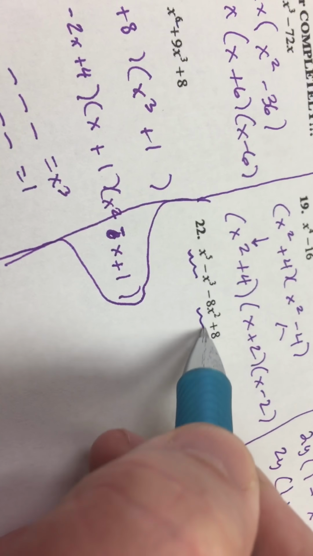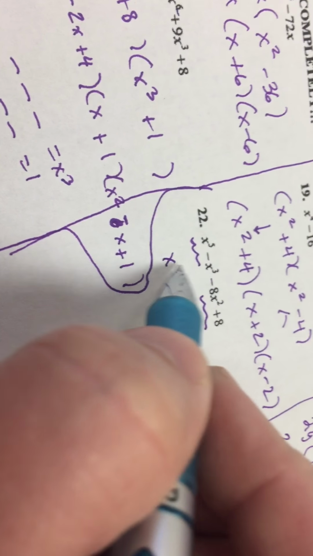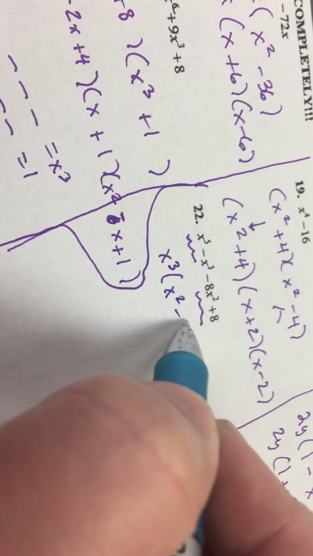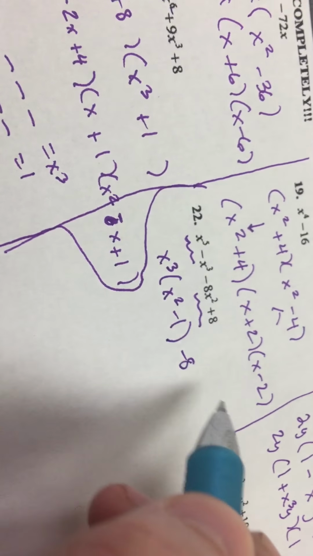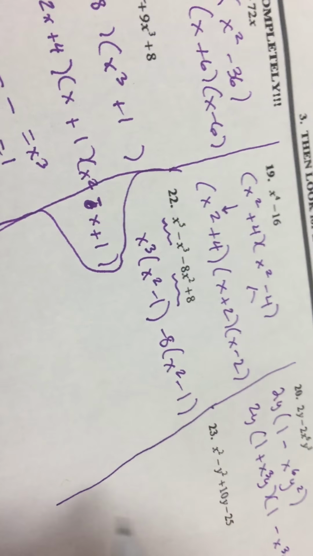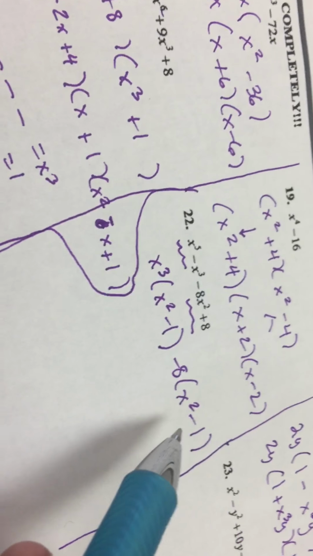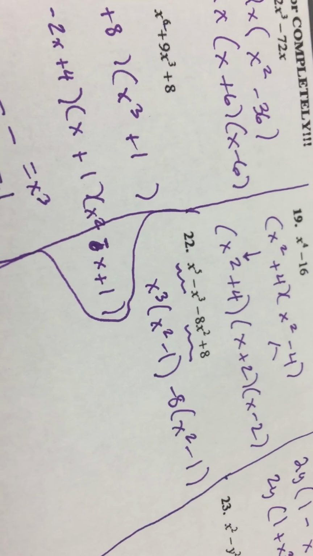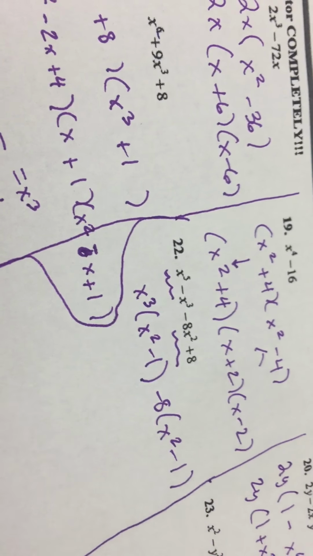So I'm going to group these 2 and I'm going to group these 2. And I take out an x cubed, and that gives me x squared minus 1. And I take out a negative 8, and that gives me x squared minus 1. Now sometimes people get a little excited because they see that x squared minus 1, and they want to go further with x squared minus 1, but not yet.